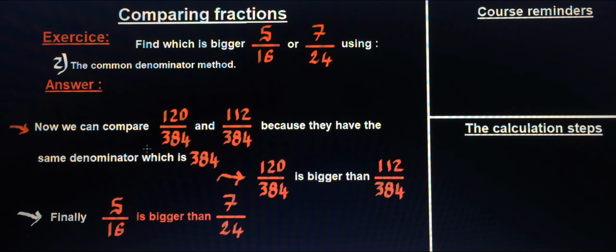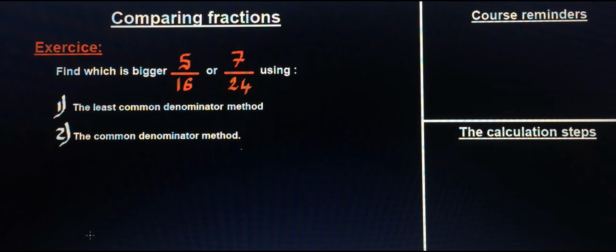Now we can compare 120/384 and 112/384 because they have the same denominator, which is 384. And we can see that 120/384 is bigger than 112/384. Finally, 5/16 is bigger than 7/24. We notice that the least common denominator method gives a simpler result than the common denominator method.